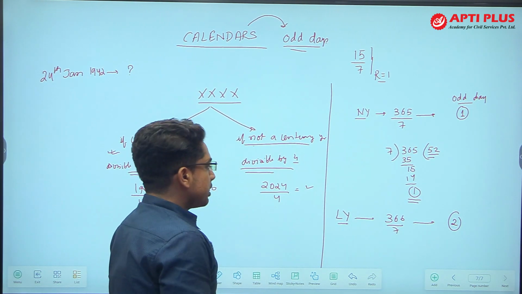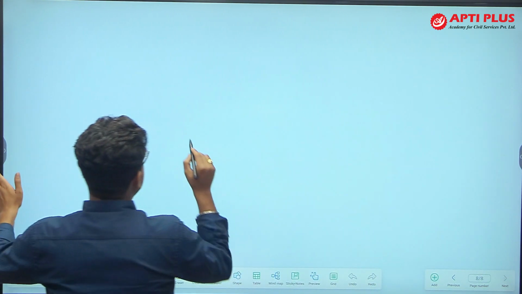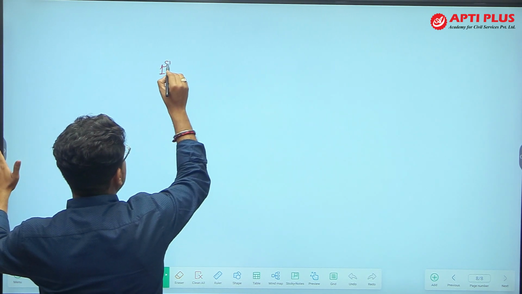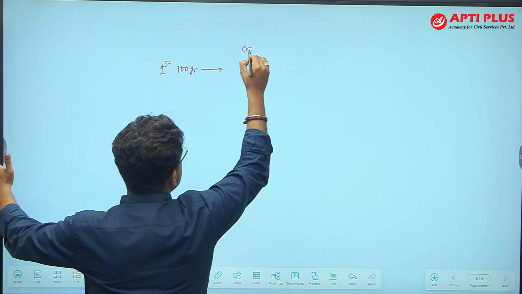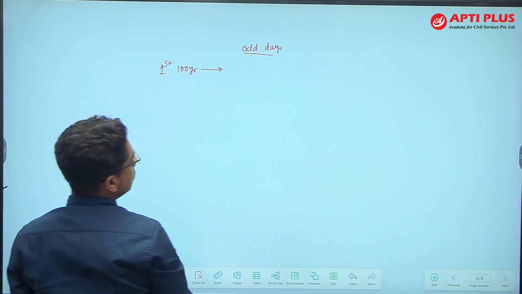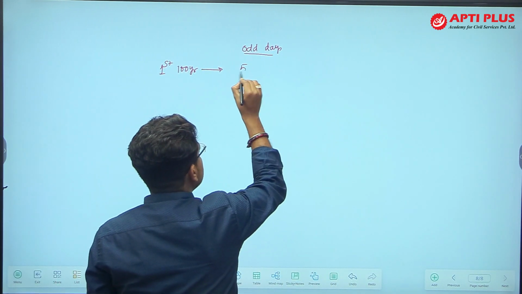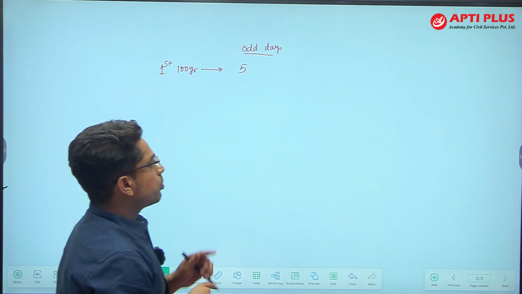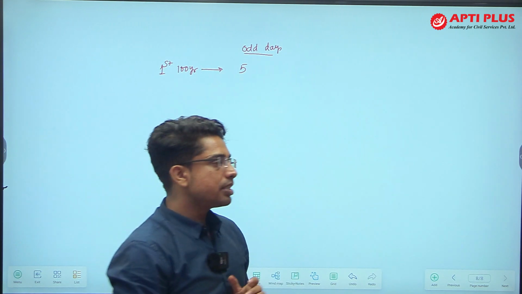So, for that, let us understand some more basic concepts related to calendars. Now, if I talk about the first 100 years, how many odd days do the first 100 years have? You should remember that it is 5. I have written 5, but we will see how this 5 has come. When I talk about the first 100 years, from year 1 to year 100, how many odd days are there? So, let us see.